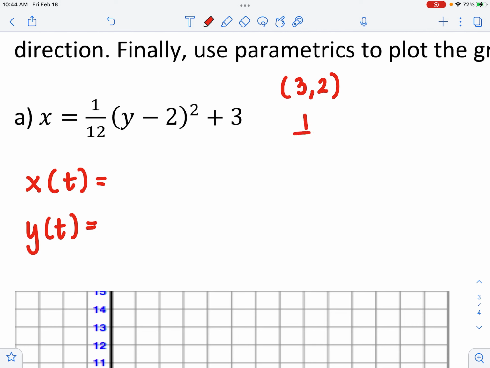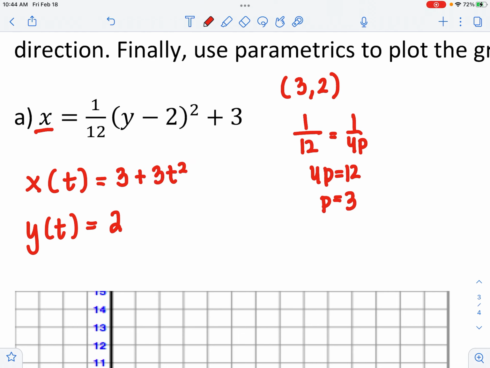And then the p-value: I have 1/12 is equal to 1/4p. Solve that equation for p. You can cross multiply and say 4p equals 12, p equals 3, or you can just look at it and say p is 3. Now I'm ready to write my parametric equation for x. Since this is x equals, this is going to be my quadratic right here. It's the h value, which is 3. I can even throw the k value right here too, so I don't forget. And then this is plus pt squared. p was 3, so this is 3t squared. I already have the k value plus 2 times the p value, which is 6t.